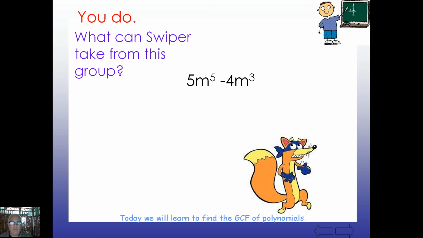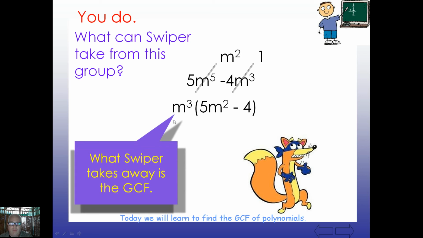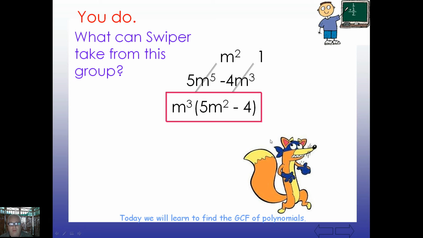But what about those letters m? How many m's can we remove? Can we take away 1 or 2 or maybe even 3 of them, right? So if we take away 3 of the m's, we take this m cubed out front here, and that's what we factored out, and we end up reducing the other m's down. And of course what we take away is the GCF, so we're left with m cubed multiplied by 5m squared minus 4. And that's our final result right there.